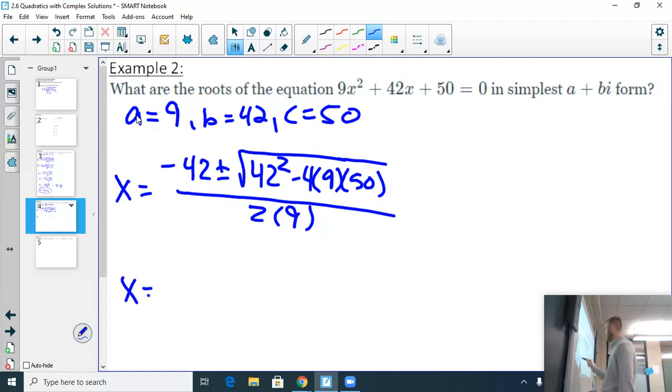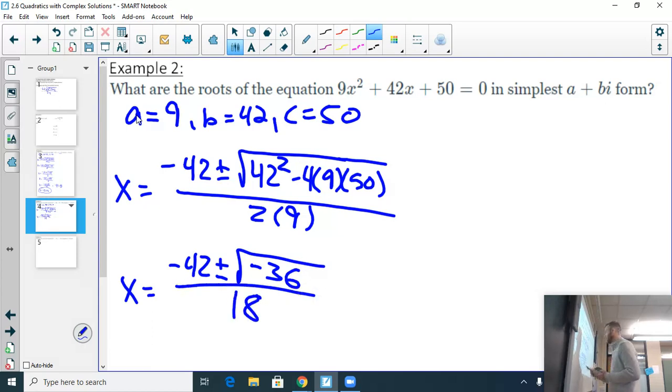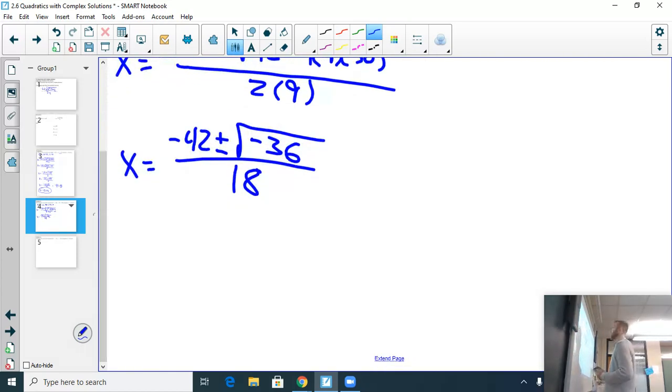And I'm going to simplify this one a little faster. Negative 42 plus or minus the square root of 42 squared minus 4 times 9 times 50. It's going to be negative 36 all over 18. And guys, this is just algebra working with imaginary numbers, which we just did. So really, it's kind of just more practice with imaginary numbers.